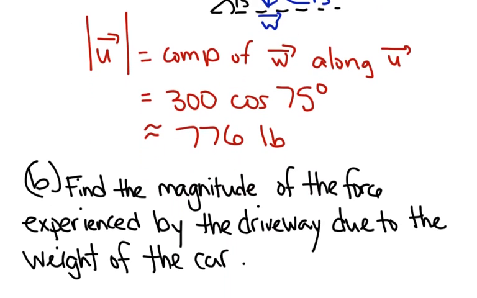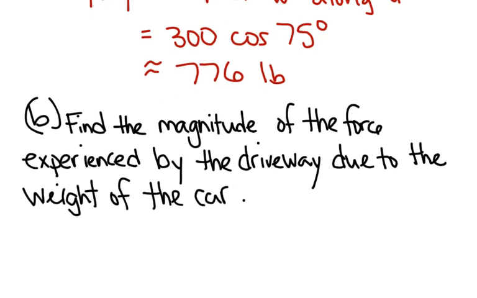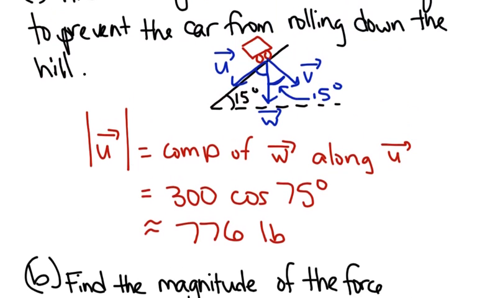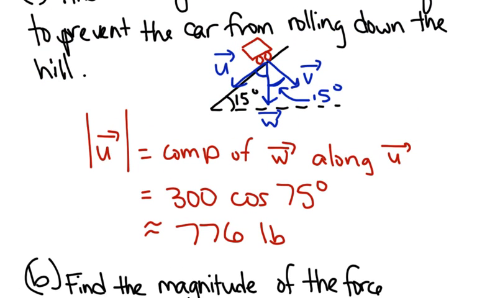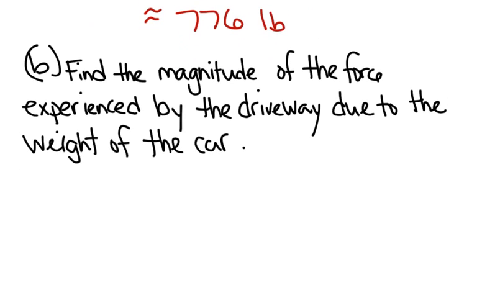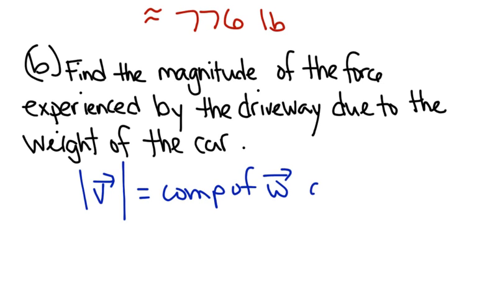In part B, we want to find the magnitude of the force experienced by the driveway due to the weight of the car. All right, let's go back to this picture. If we want to find the magnitude of the force experienced by the driveway, then we want to find the component of W along V. So the magnitude for V is equal to the component of W along V.